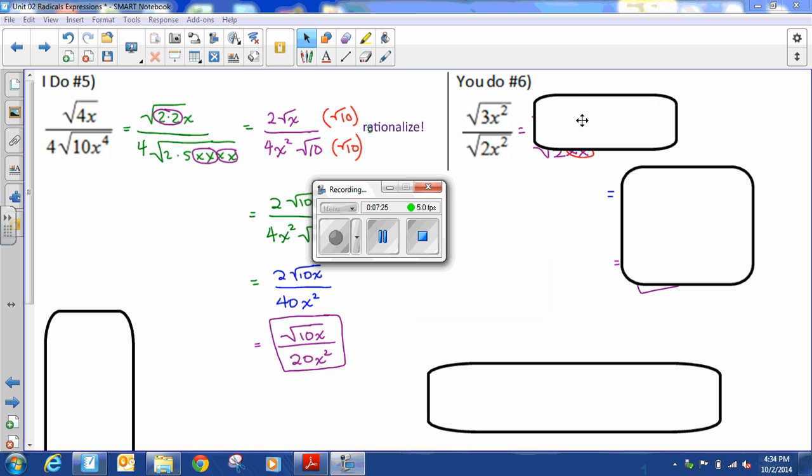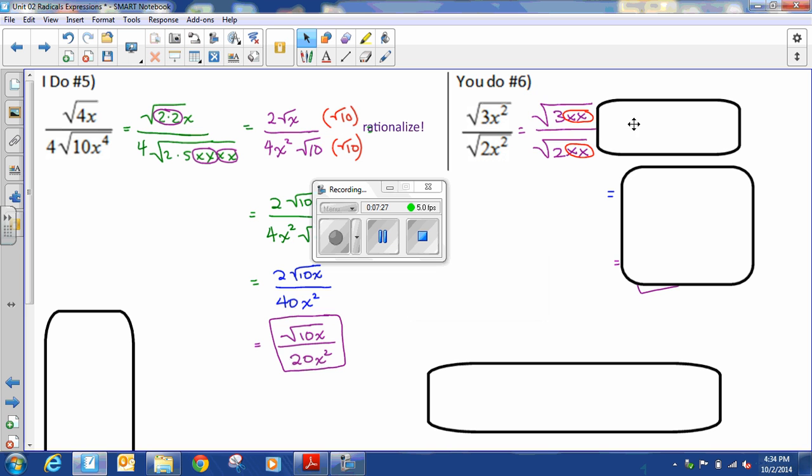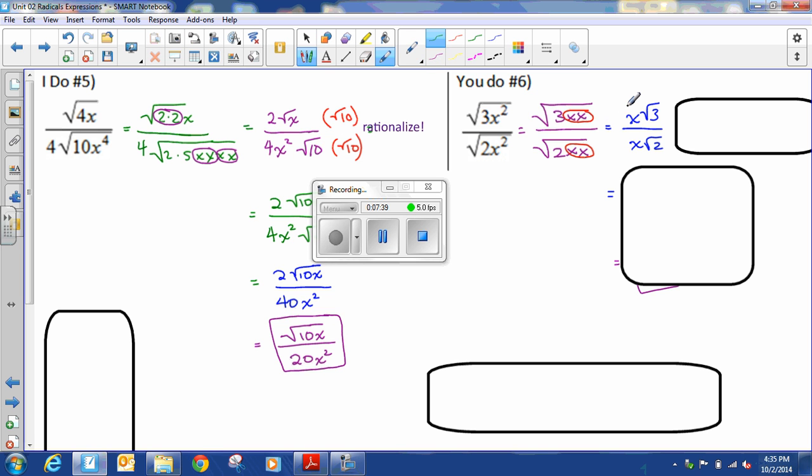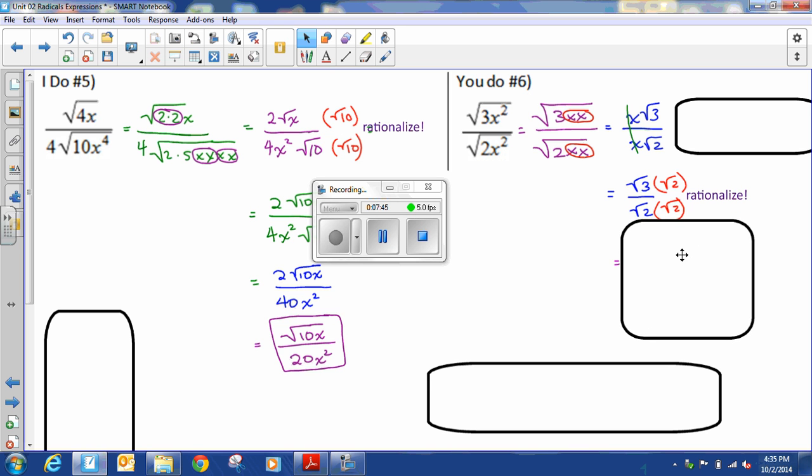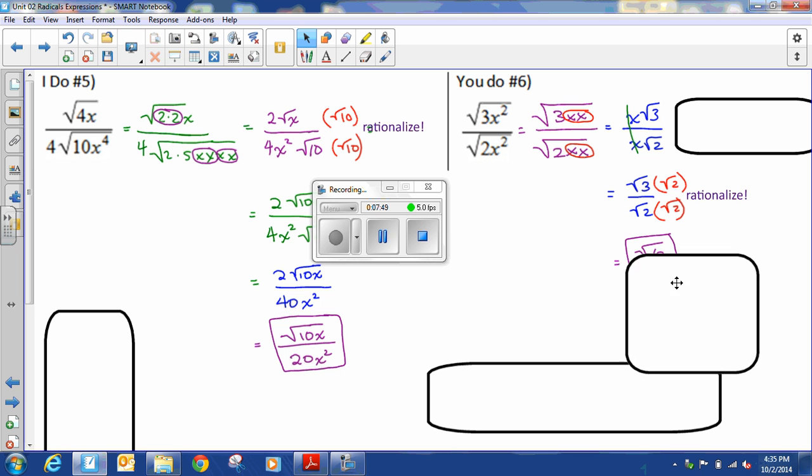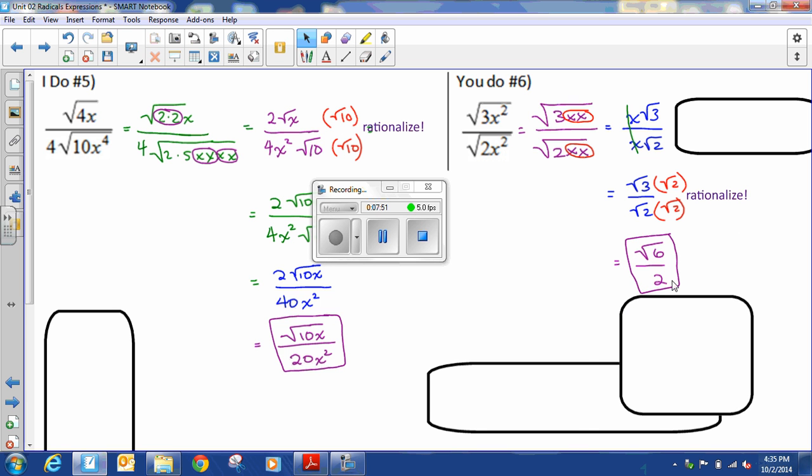Okay, number 6, the last one. Let's expand it out. 3 times x over 2 times x times x. They're both under radicals. Now we have x radical 3 over x radical 2. We can cancel out the x's. We end up with radical 3 over radical 2, and we must rationalize the denominator. We end up with radical 6 over 2.